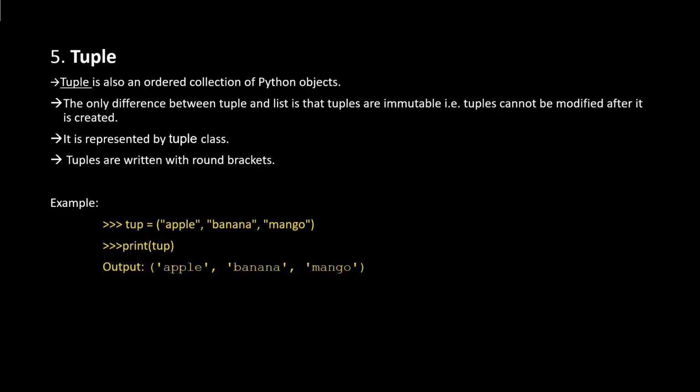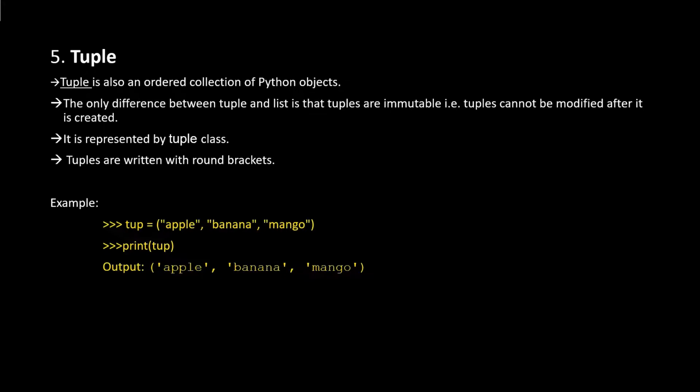It is represented by the tuple class. Tuples are written in, sorry, they are written in round brackets. For example, tup equals round brackets. We can pass values like integer or float values in the round brackets. Simply, we can say that tuples are stored in round brackets. By using round brackets we can create tuples.